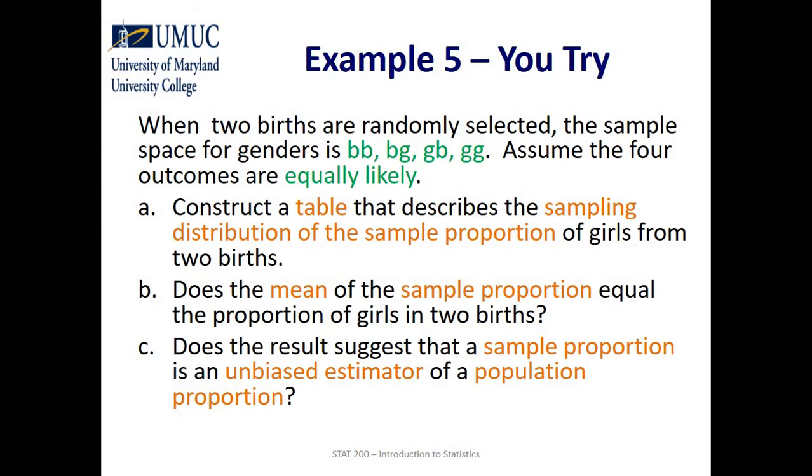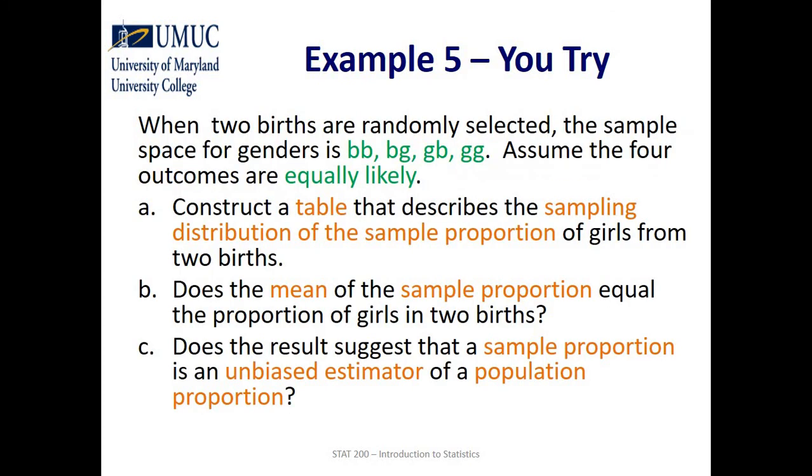When 2 births are randomly selected, the sample space for genders is boy-boy, boy-girl, girl-boy, girl-girl. And I want you to assume that the outcomes are equally likely. First, I want you to construct a table that describes the sampling distribution of the sample proportion of girls from 2 births. For part B, does the mean of the sample proportion equal the proportion of girls in 2 births? And then part C, does the result suggest that a sample proportion is an unbiased estimator of a population proportion?